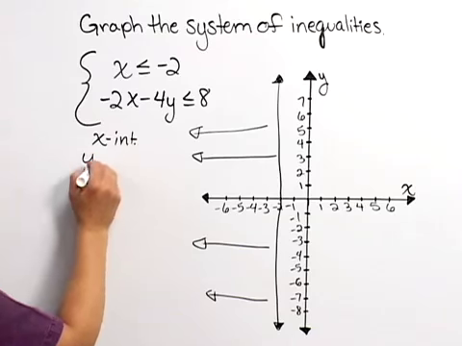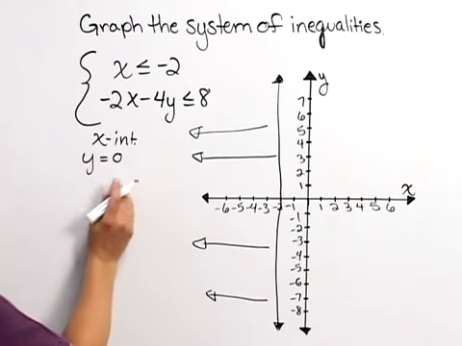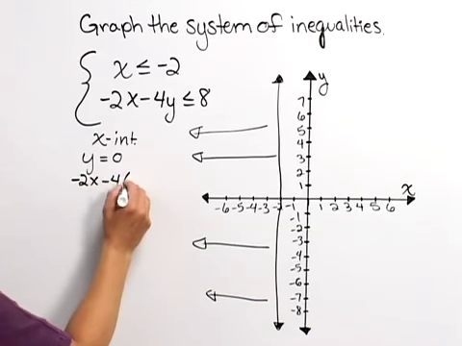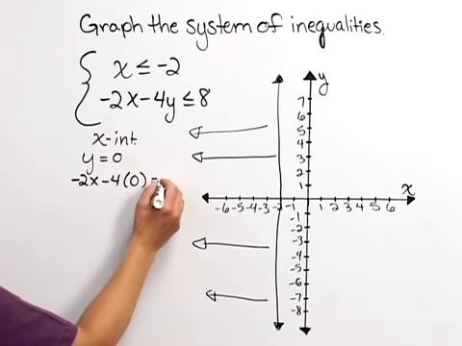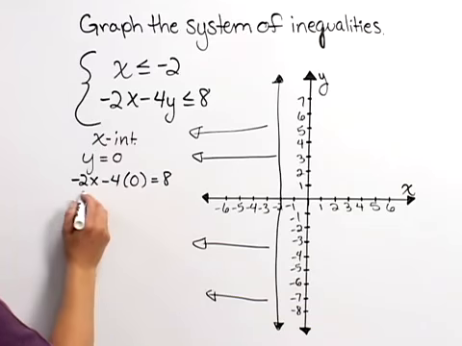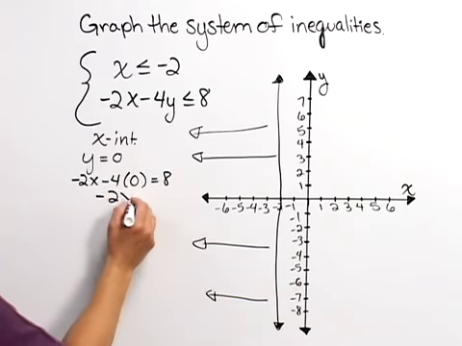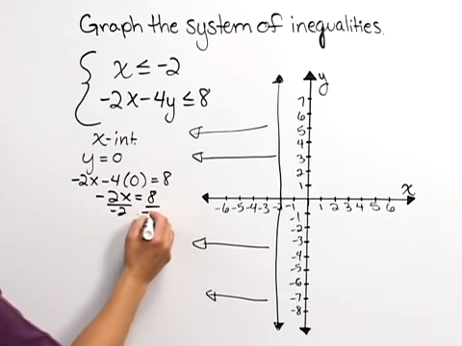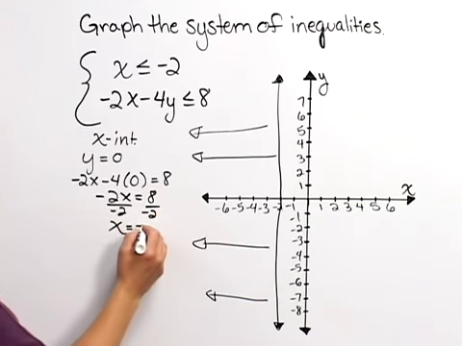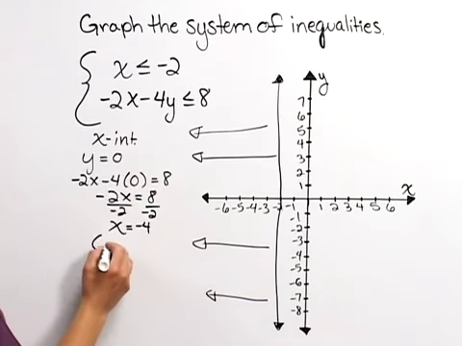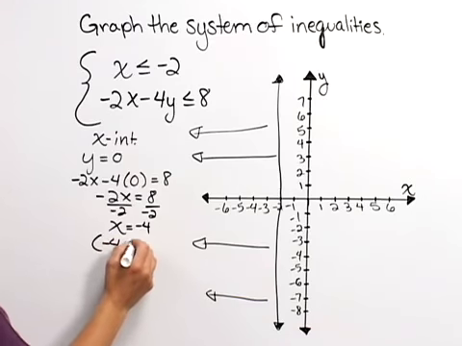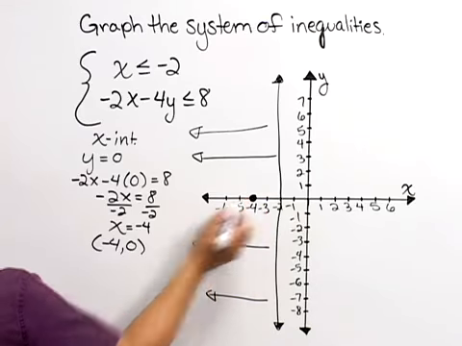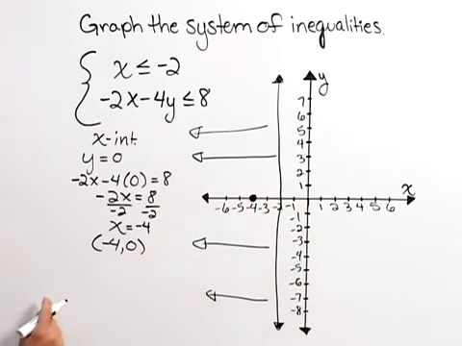On the x-intercept, our y equals 0. Plugging 0 in for y, we get -2x minus 4 times 0 equals 8. So we have -2x equals 8. Divide by -2, and we find out x equals -4. That's an intercept at -4, 0. Let's put a point there. That's a point right there in that position.